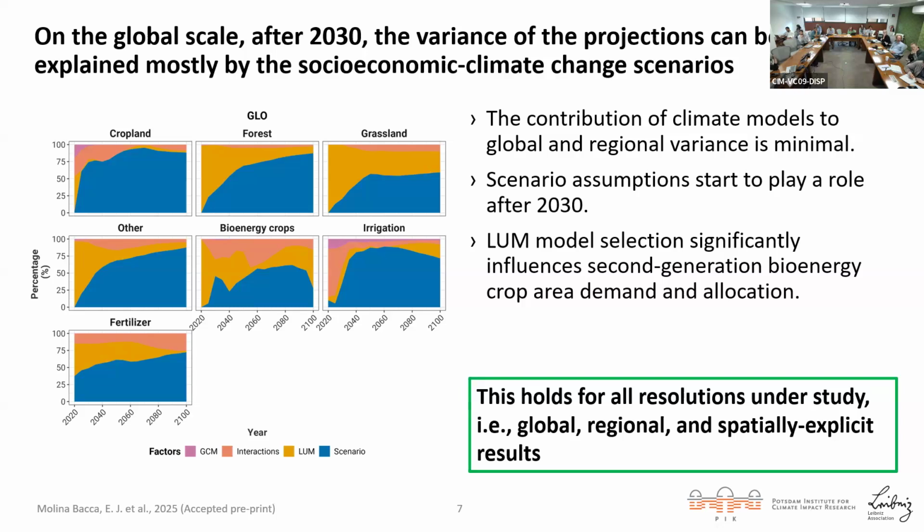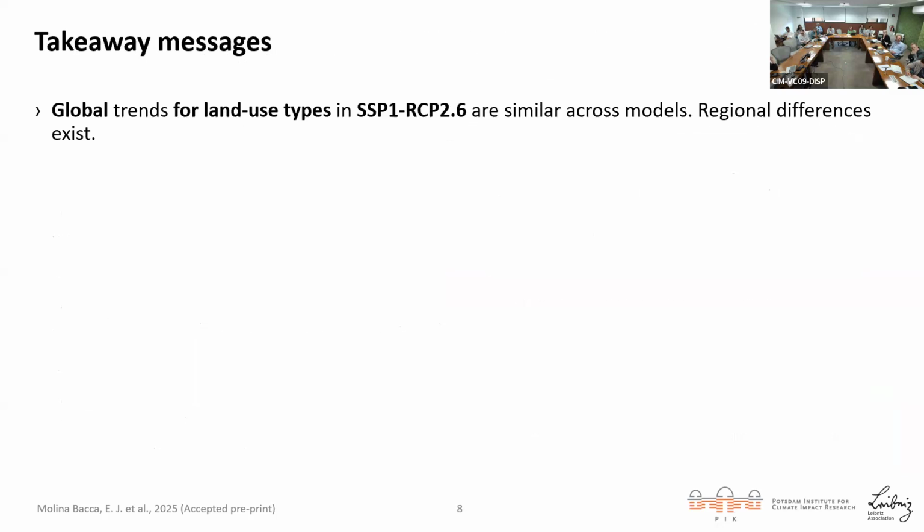due to various settings. So the GCM influence on the variance is very small. Scenario assumptions kick in after 2030, and the land use model selection, two examples, has an impact on the second generation bioenergy crop area, and also with respect to grassland. And then you can look at this across resolutions, and so on. So this is very fast. Lots more results there, and then we also have to see what's the impact on the biophysical models, but that's then in the next phase.